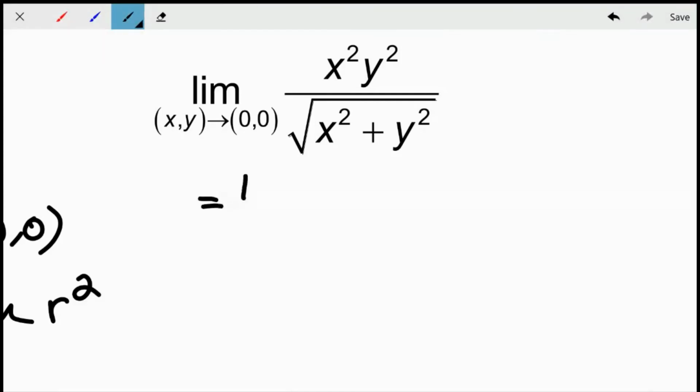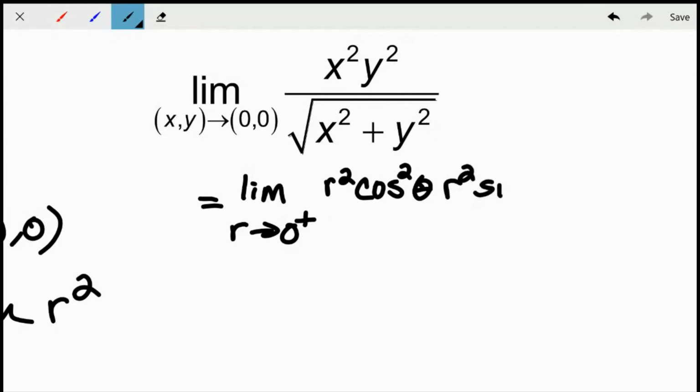Okay, so using the same substitution as what we just did, I can rewrite this as the limit as r approaches 0 from the right. x squared is the same as r squared cosine squared theta, and I know that y squared would be r squared sine squared theta. When I said use the same substitution as we did before, I just meant use polar coordinate substitution. So we're converting the x's and the y's into expressions involving r. The square root of x squared plus y squared is r.